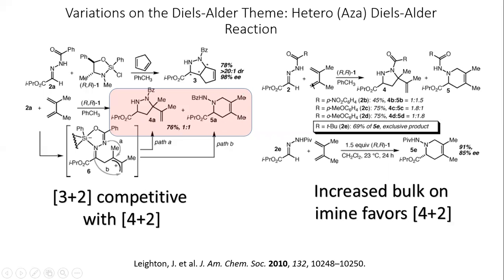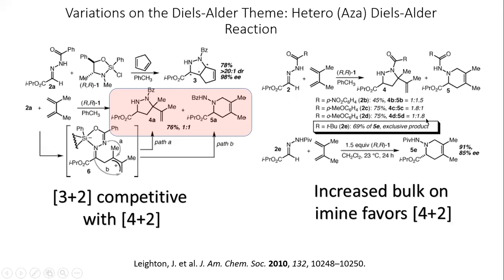So what they looked at here is just the competition, and they studied the ratios using different functional groups here, right? So with para-nitrobenzene right here, you get a 1 to 1.5 ratio of 3+2 to 4+2. You get with the para-methoxy 1.8 to 1.1.